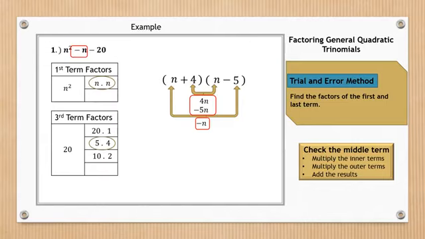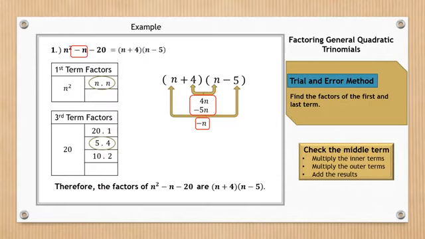Okay? So, trial and error class. Okay? Pwedeng pabali-balik talaga. So, you verify the middle term negative n. So, you have negative n. So, tama na siya. So therefore, the factors of n squared minus n minus 20 are n plus 4, n minus 5. So that is your answer.